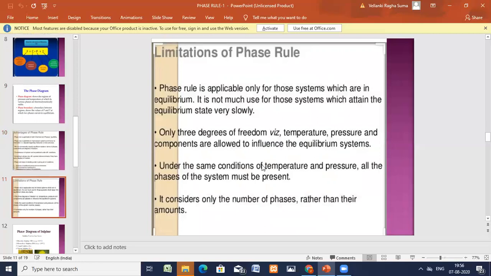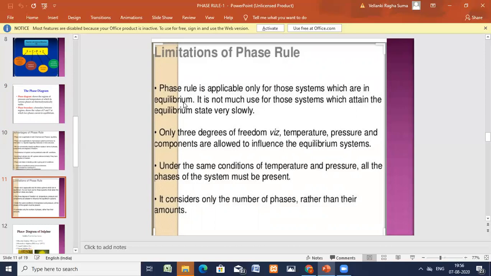Now coming to the limitations. Unless a system is in equilibrium, you can't apply the phase rule. The phase rule is applicable only for systems which are in equilibrium. It is not much used for systems which attain equilibrium very slowly. Systems which are not in equilibrium cannot be explained. Even that is also a limitation. For a system that attains equilibrium very slowly, it is not applicable. For a system which does not have equilibrium, the phase rule is also not applicable. Only for equilibrium systems is this phase rule applicable.